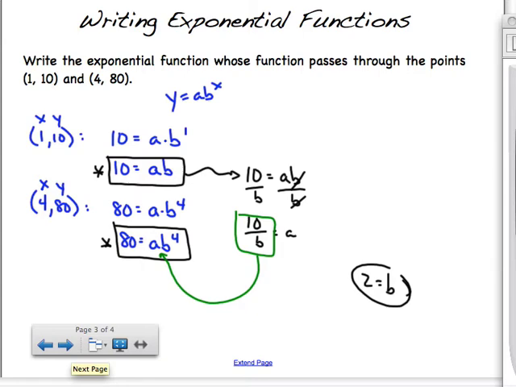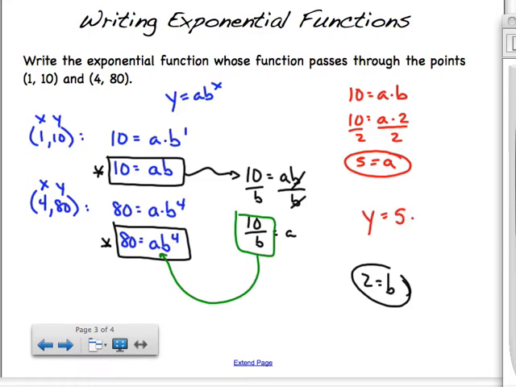If I take that first equation, 10 is equal to a times b. I now know b is 2, so 10 is equal to a times 2. Obviously divide by 2 on both sides, therefore I get a is equal to 5. Now I have both a and b, so I should be able to write my final exponential function: y equals a, which is 5, times b, which is 2, all raised to the x.